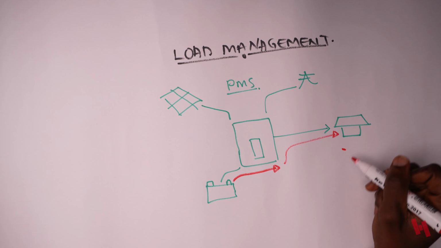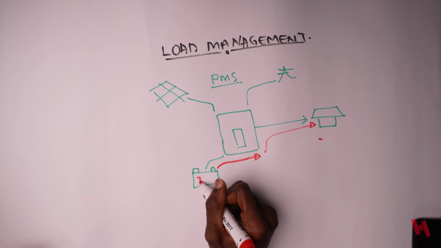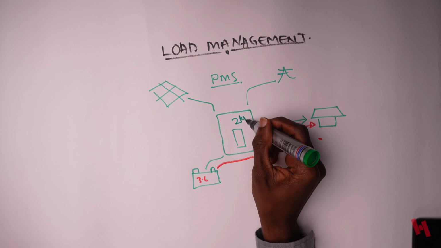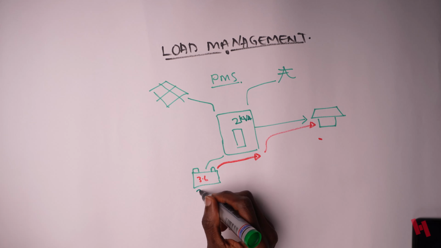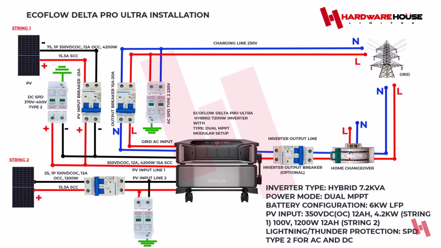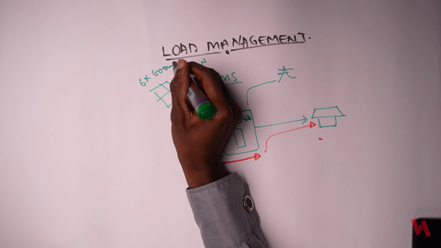During this period, it is advisable. I'm using, for example, what I'll be doing here is a 3.6 kVA system, 2 kVA inverter. This is our smallest unit. This also applies for Kola 3600 and the likes for solar generators. And the 2400 watt solar, that is 6 times 600 watts solar panel.